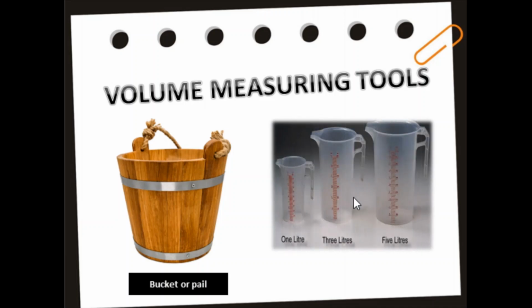We also have these liter cups or liter jugs. This is a 1 liter jug, 3 liters jug, and 5 liters jug. If you want to know how many liters are liquids or liquid goods, it's appropriate to use liter measures.